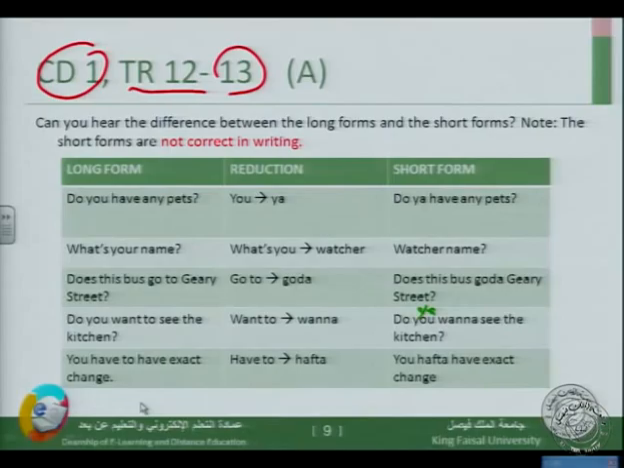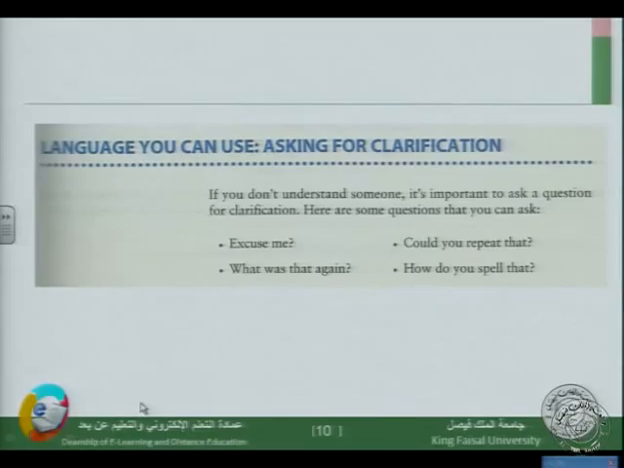You have to have exact change. It takes a long time. With the reduction it takes actually shorter time. So please, I will list all of these reductions now and try to speak them out, okay? This review will help you to focus on the major points that we have taken during the semester, okay?